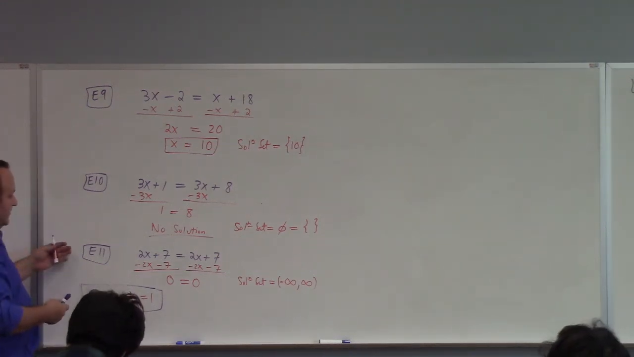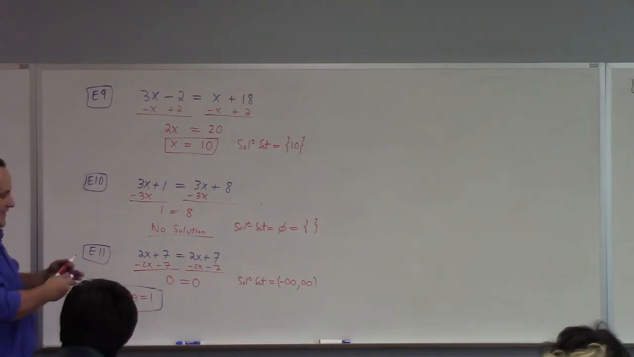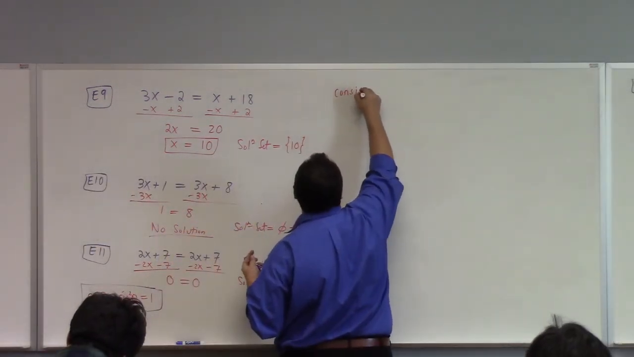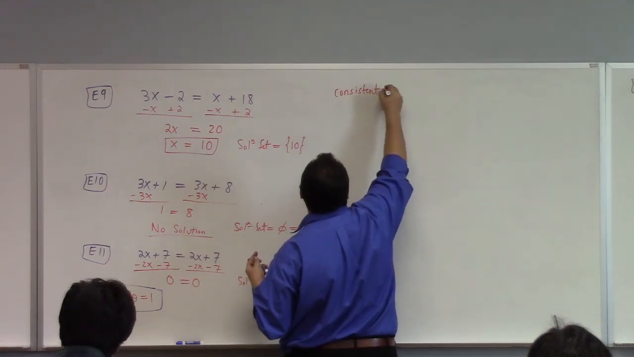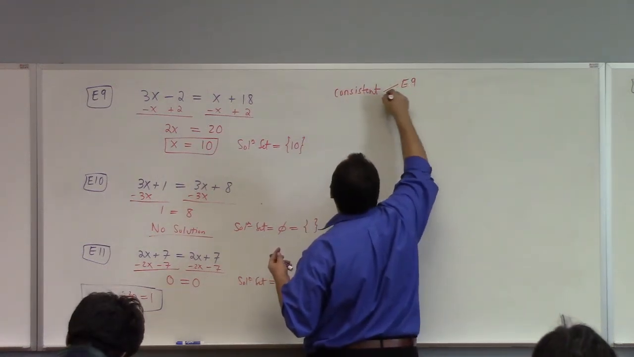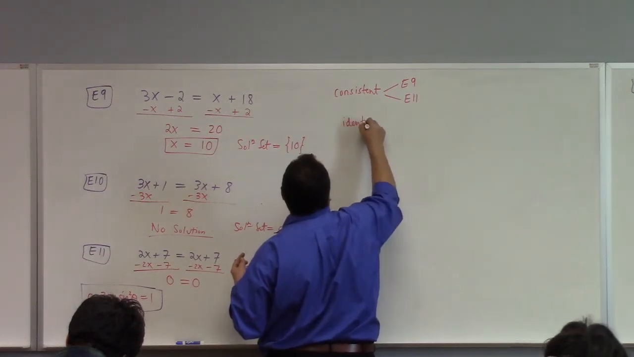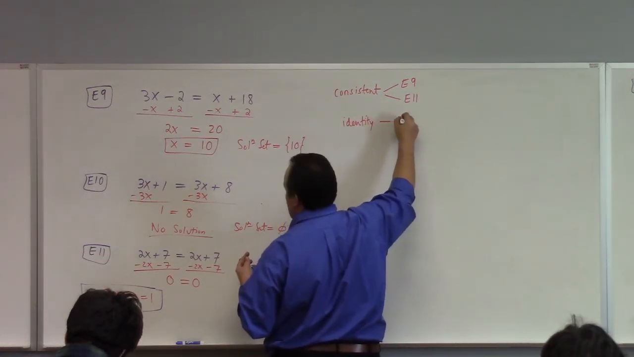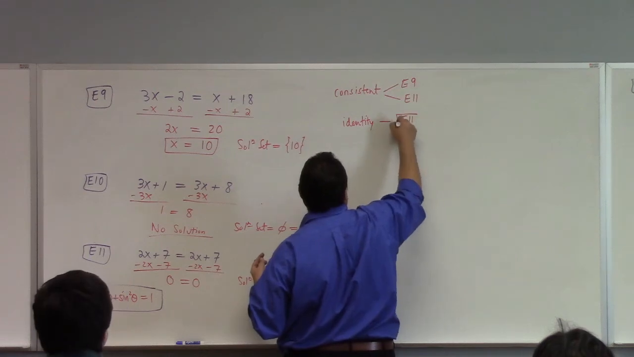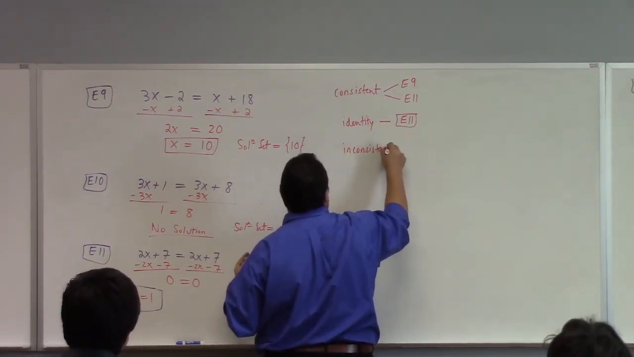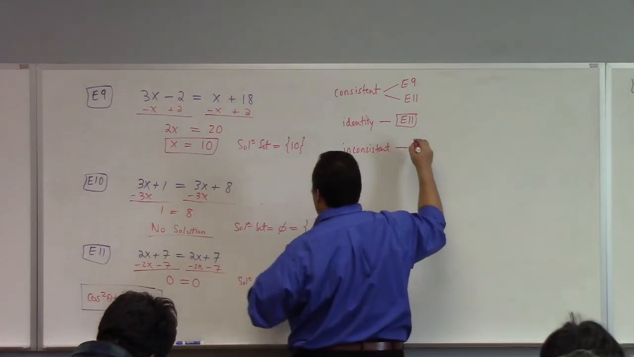So example 11 and example 9 are examples of consistent equations. Example 9 and example 11. Identity, that's just example 11. That's an identity. Inconsistent, that's your example 10.